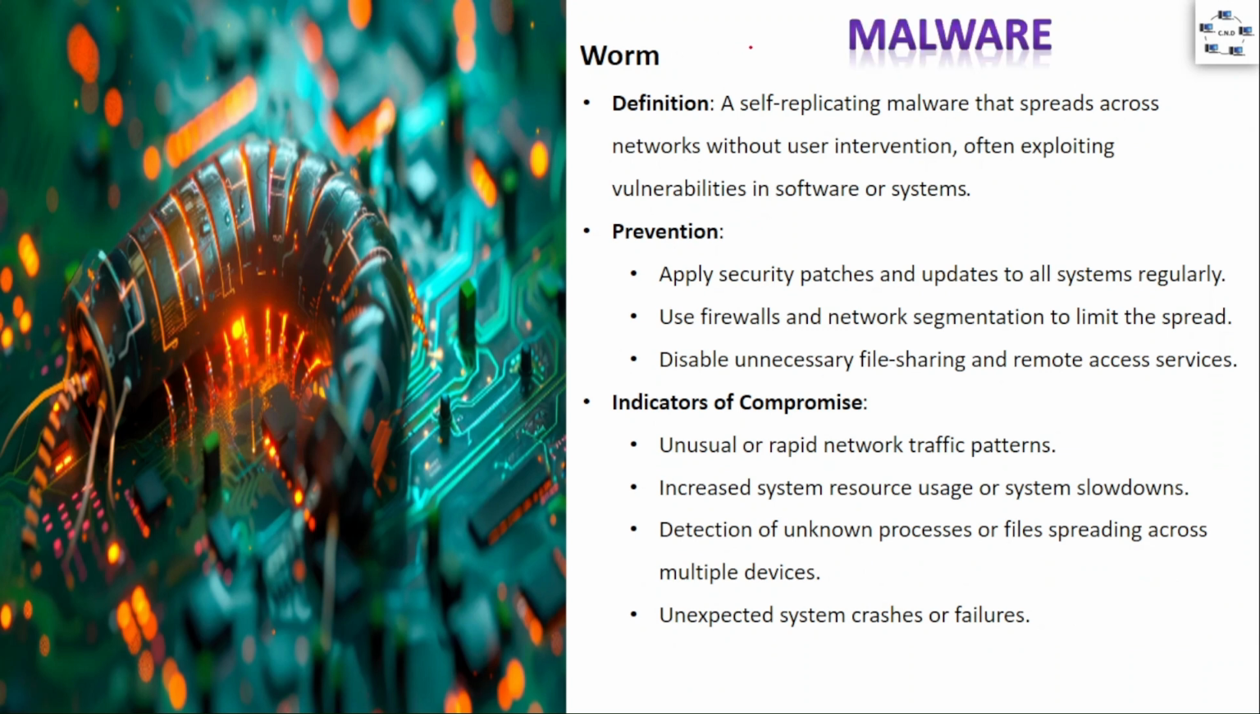The next malware type is worm. It is self-replicating malware that spreads across networks without user intervention, often exploiting vulnerabilities in software or systems. Prevention. Apply security patches and update all systems regularly. Use firewalls and network segmentation to limit the spread, and disable unnecessary file sharing and remote access services.